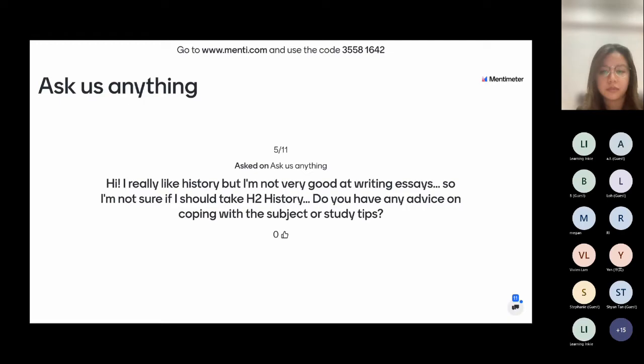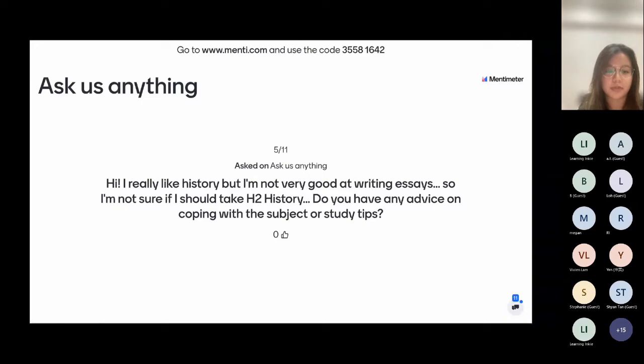Good at writing essays. Complete the subject of tips. Okay, so I think the one study tip I have for essay writing is that you cannot study the same way as you did in secondary school. Because in secondary school, the way I studied history was very case study oriented in the sense that I just studied the whole causation and stuff. And then when I write my essay, I just repeat everything in the essay.